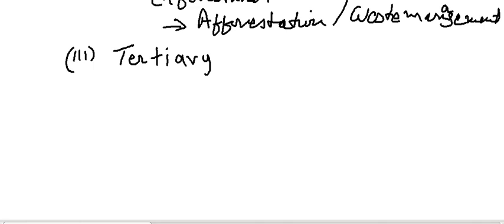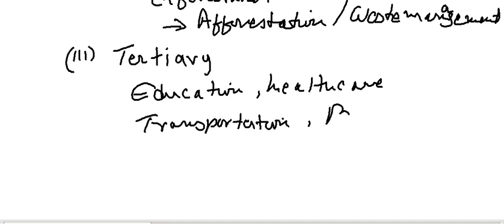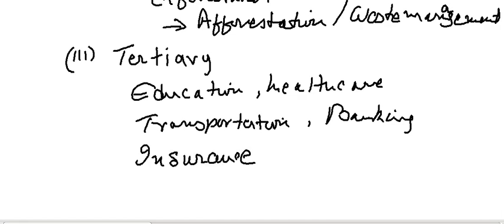You study education as one tertiary sector. You will study healthcare, hospitals and all that stuff. You will study transportation, very important sectors. Then you have banking. Don't get confused. These are going to be very interesting and very scoring if you study properly. Insurance, maybe you're not familiar with some of the words, but you must have heard of insurance. So don't worry, it's going to be easy.